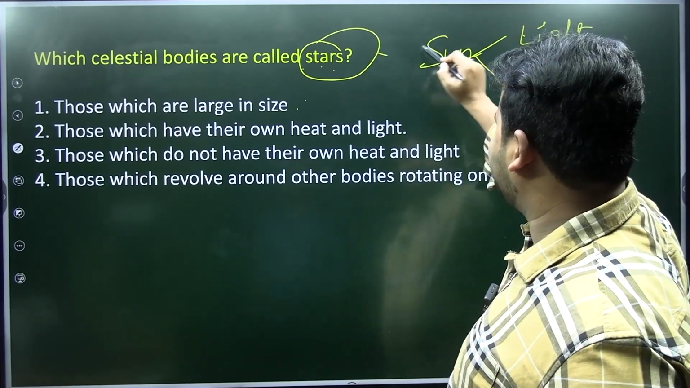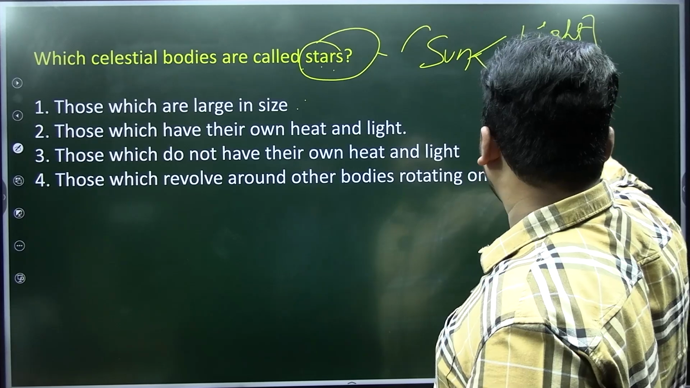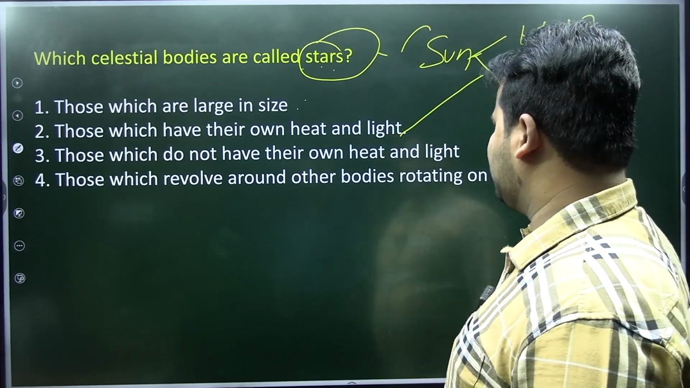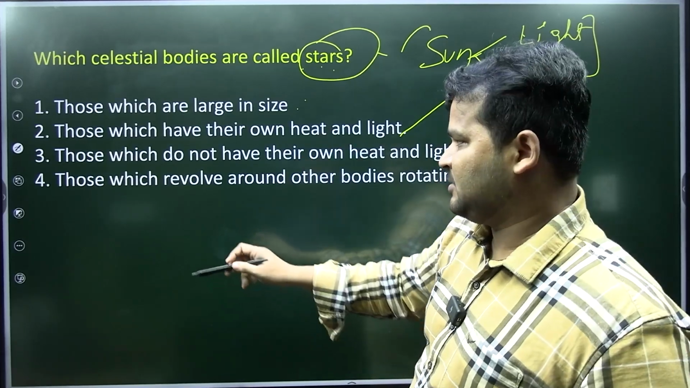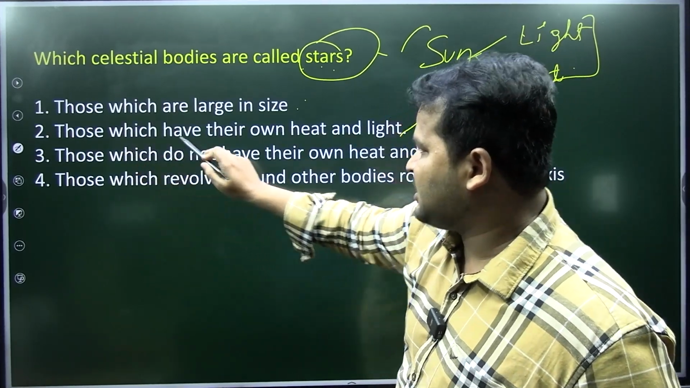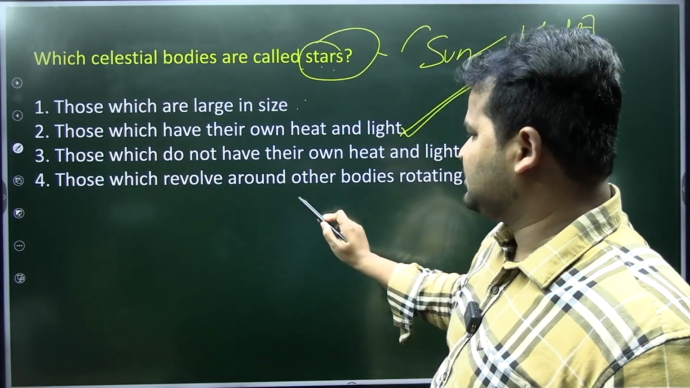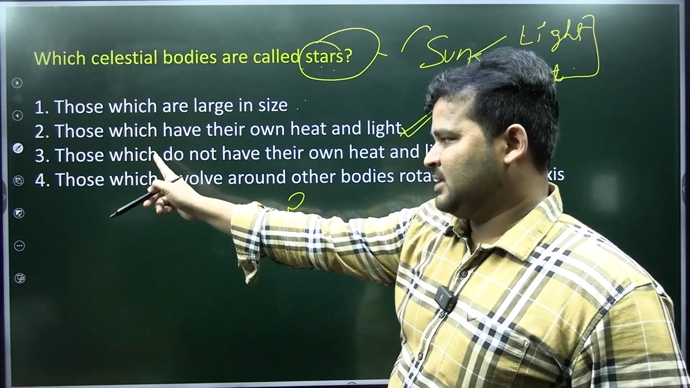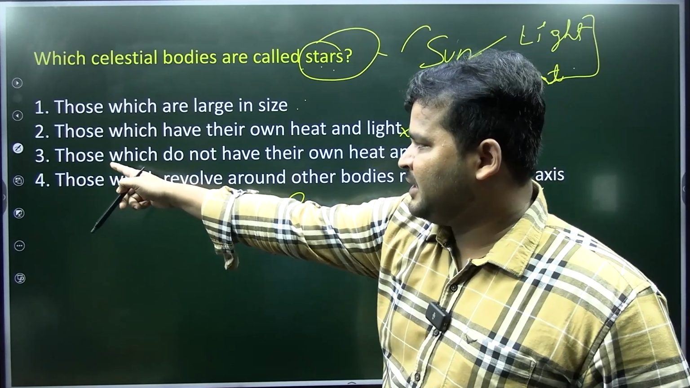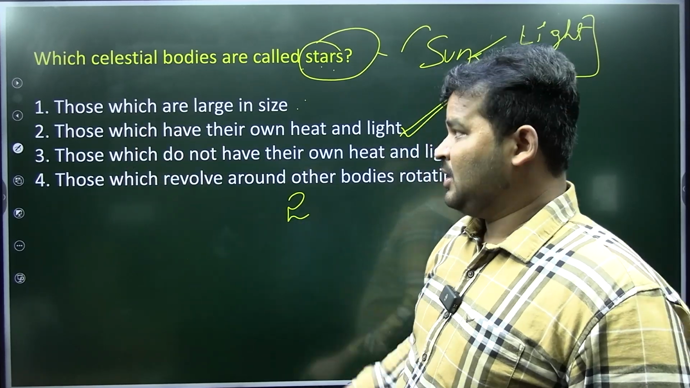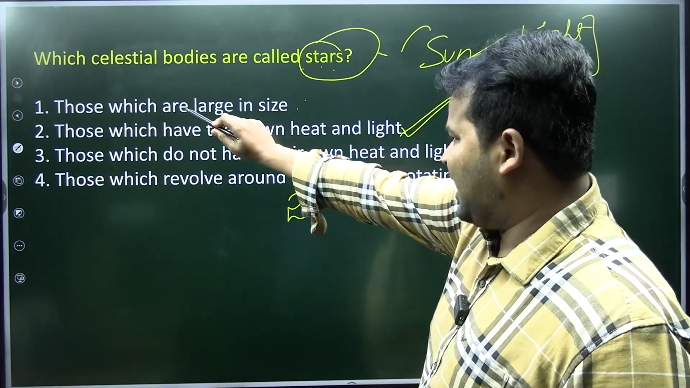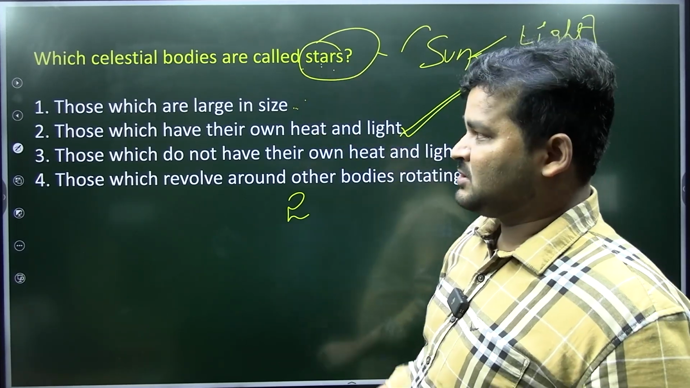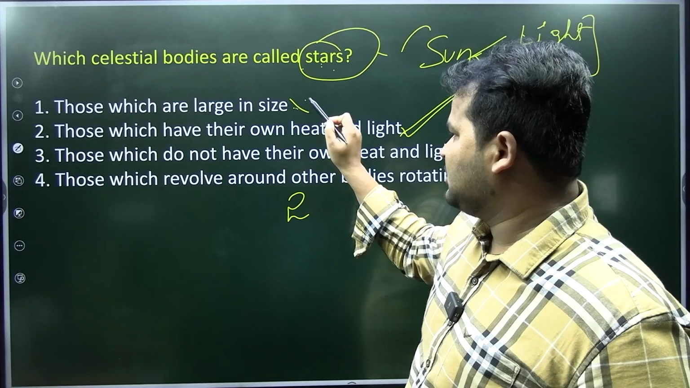According to the definition that I discussed now, it will be satisfied only by the second option, those which have their own heat and light. So for this question, option 2 is the right answer. Why were 3, 4, and 1 false? Because of course it satisfies the definition for stars somewhat, but it is not emitting light.